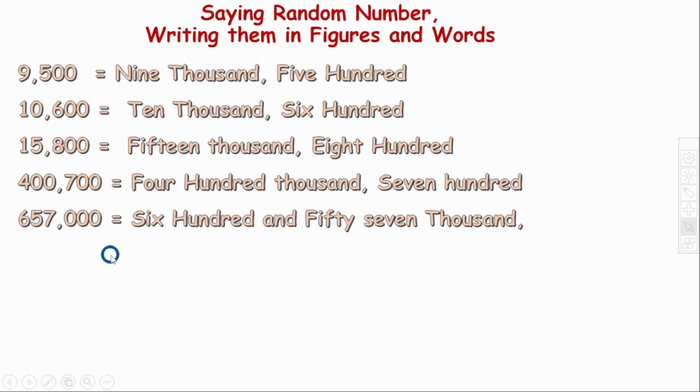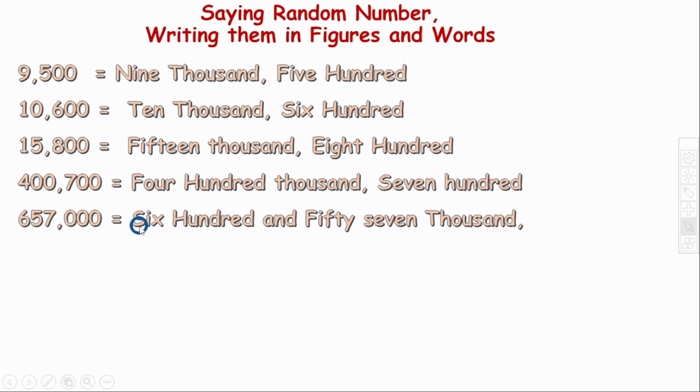We have 657,000. Let's say you want to withdraw 657,000 and you have to write it in figures and in words. This is exactly how you write it. You write it this way: 657,000. We don't have any form of hundreds in this one because there's nothing added. You can see the zeros are now visible because we don't have any hundreds attached to it. So we have 657,000.